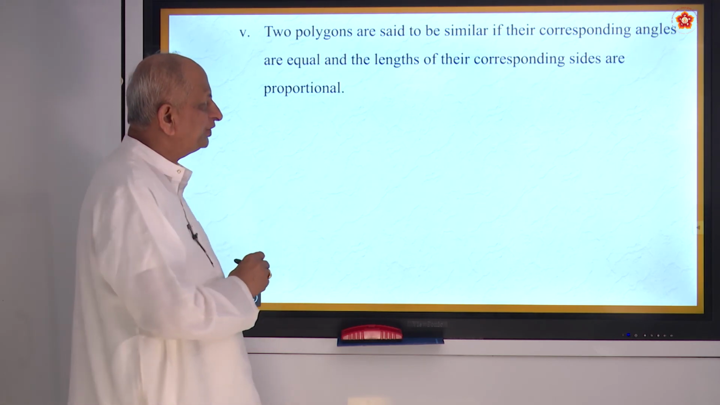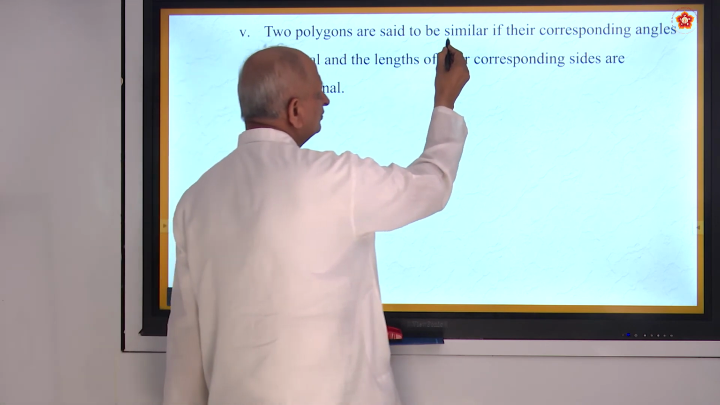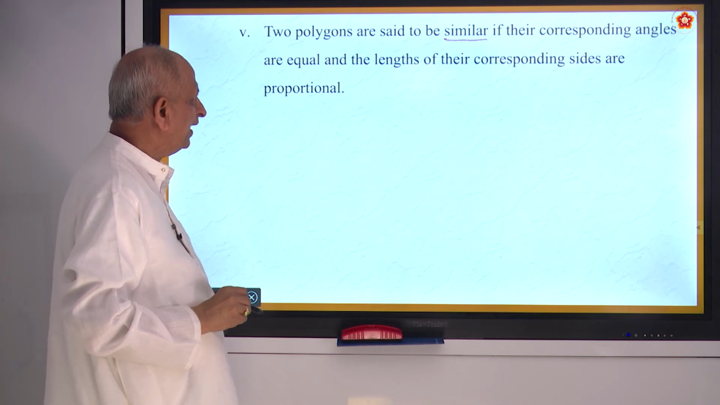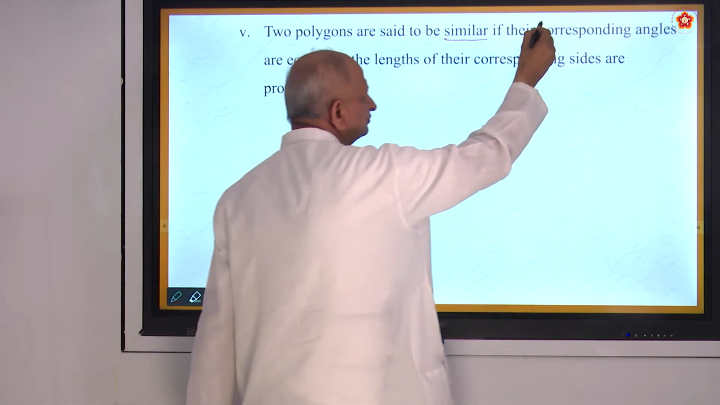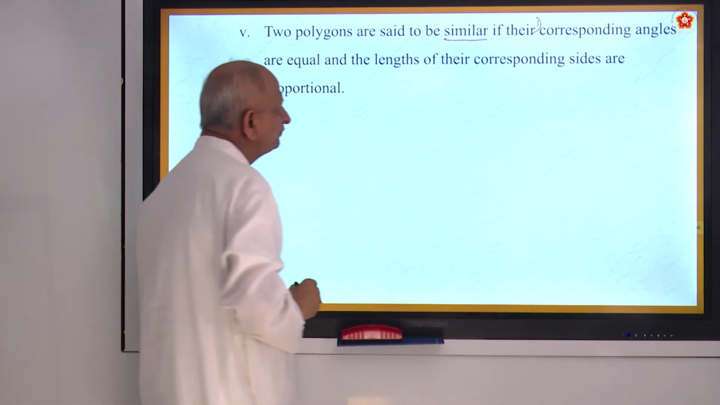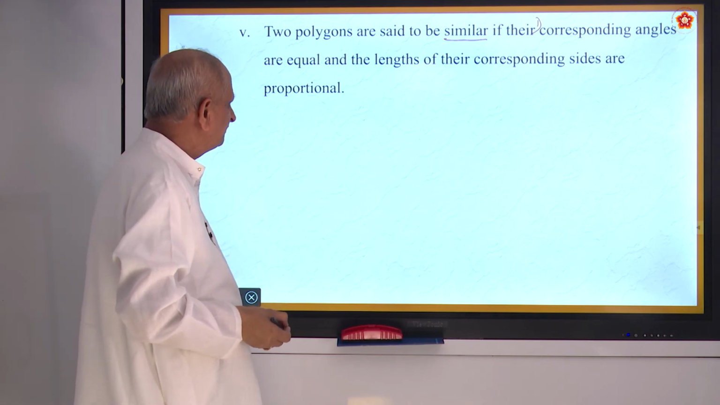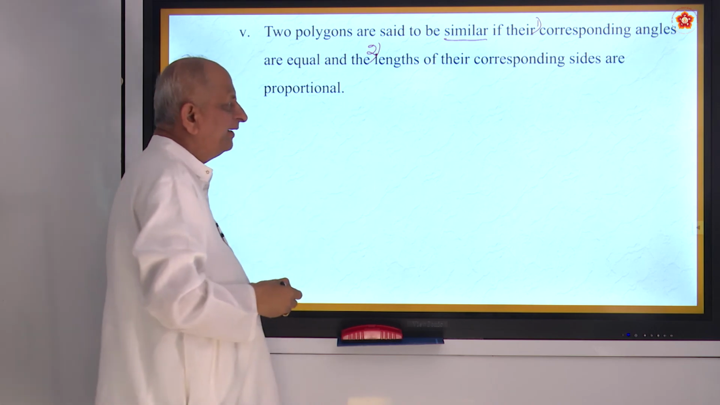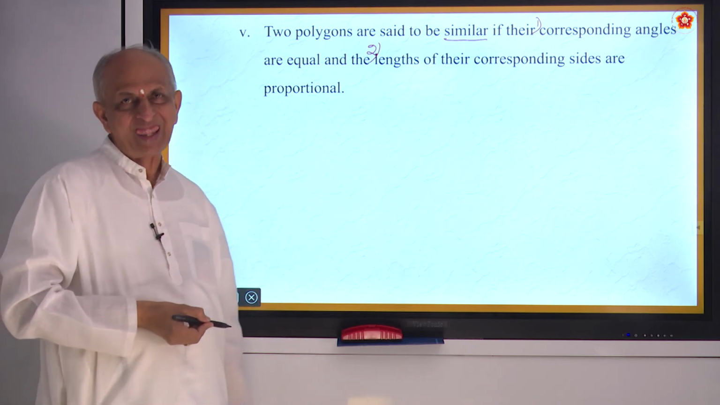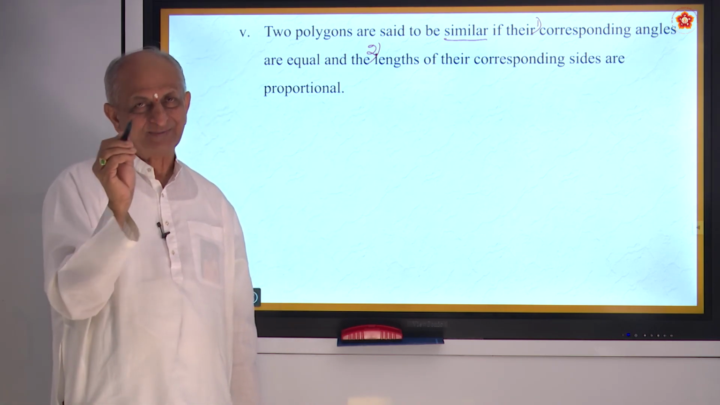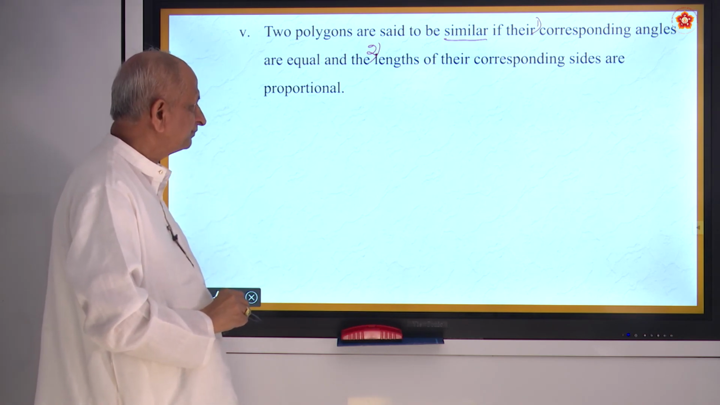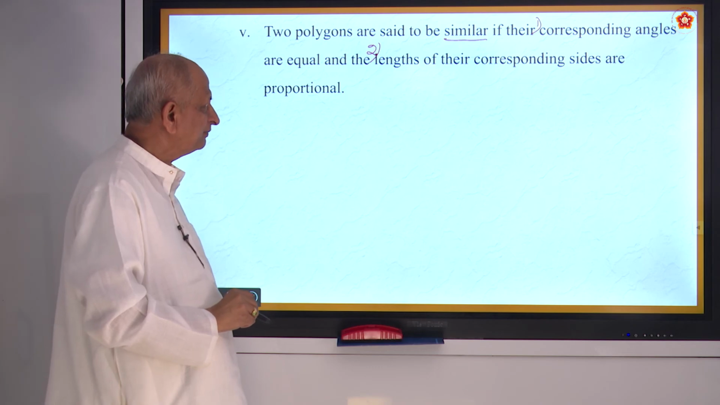Two polygons are said to be similar if the corresponding angles are equal. So that is number one. Second, the lengths of the corresponding sides are proportional. Need not be equal. They are proportional. So the proportion must be the same. Means the ratios must be equal.